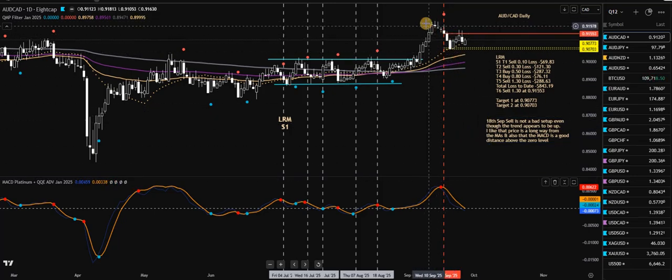It's against a trend. Trend starting to turn up. This was very flat, this pair, for a long time. It broke up. Got the sell trade. MACD platinum above the zero level, which is a good thing. That's what we're looking for. Sell when it's above the zero level. Buy when it's below the zero level. That being the zero level.